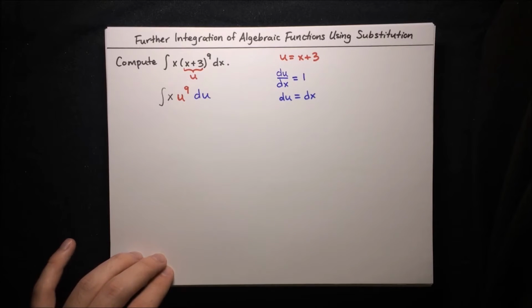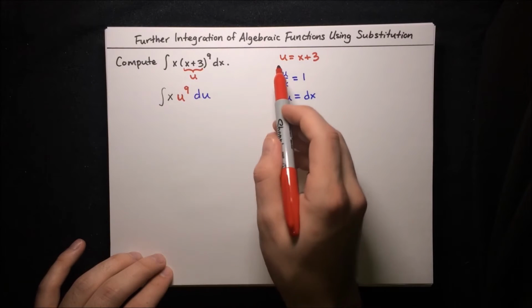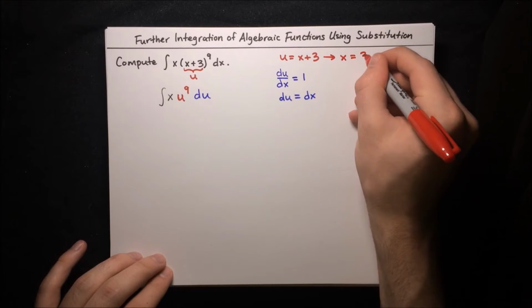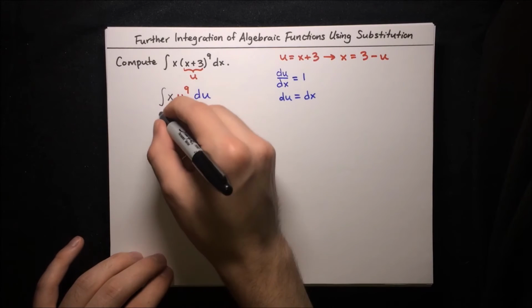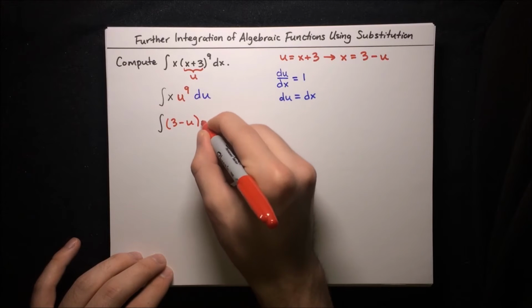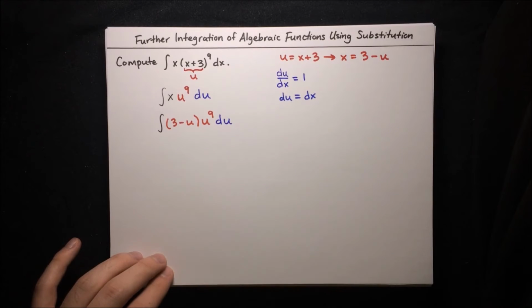Does it spell doom for substitution? Well, no. There's actually a really simple fix here. We want to get our integral in terms of u. So why don't we just write x in terms of u? We know that u equals x plus 3, so that means x equals u minus 3. And we can just sub that right on in for x. So this will become the integral of u minus 3 times u to the 9th, taken with respect to u. And there we go, problem solved. Now the integral is in terms of u, and we can actually integrate.